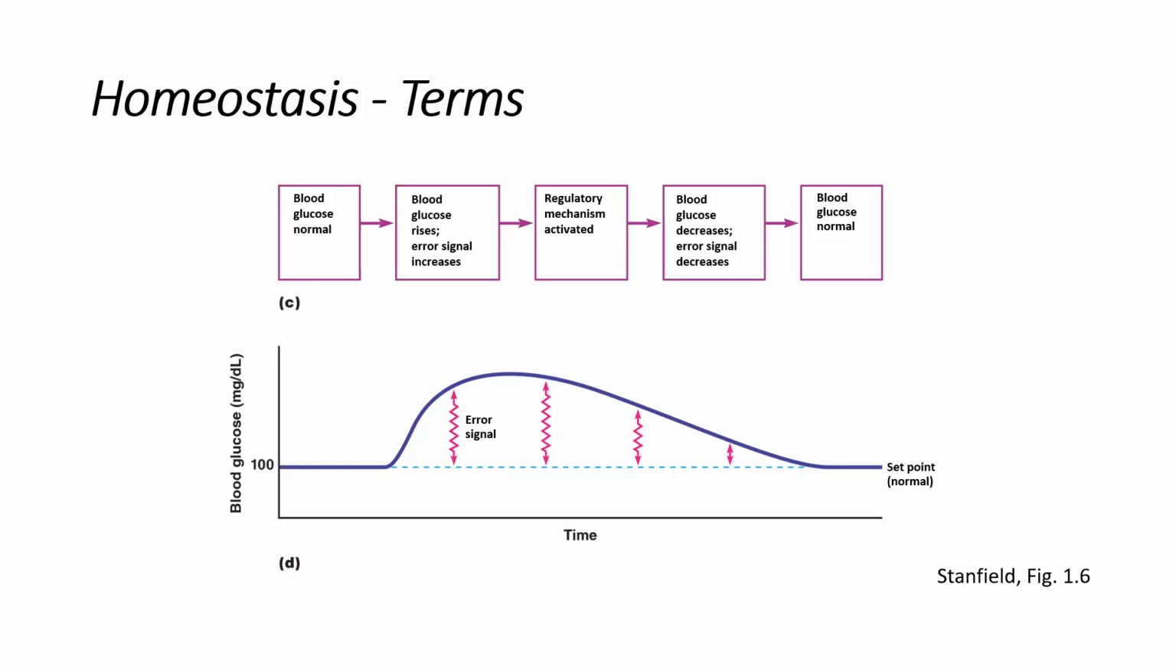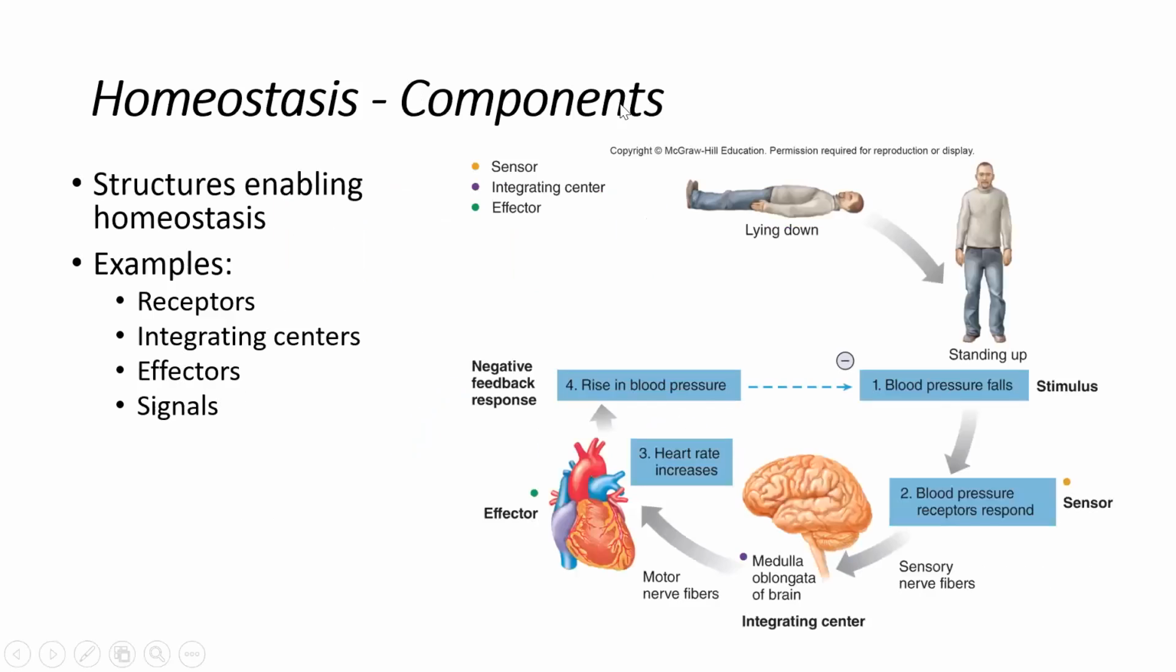So I want us to be thinking about these changes from both ends of the spectrum, either a deviation that increases and then the negative feedback, which would decrease that variable, or a deviation that decreases and a negative feedback that would increase that variable. The whole goal here is to keep us at that 100 milligrams per deciliter, which is our set point. Okay.